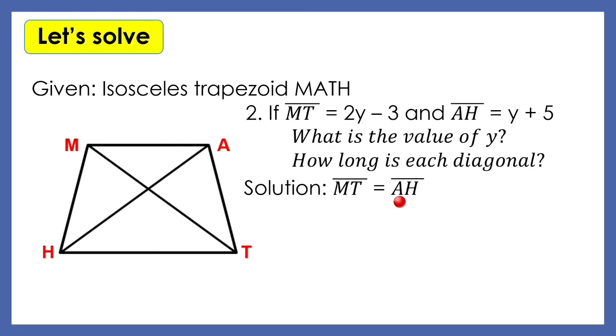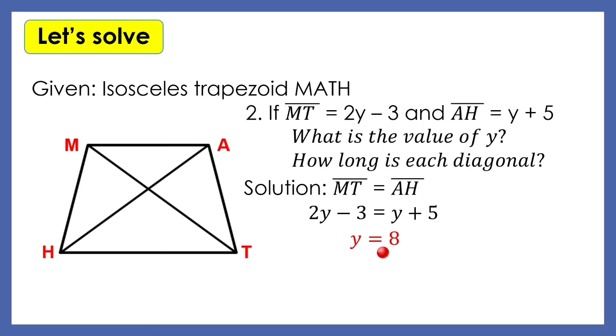Ang next step natin, substitute natin yung mga given dito sa ating equation. So, line segment MT is 2y minus 3, while line segment AH is y plus 5. So, pagsamahin natin yung variable at saka constant. Okay, so, yung y, tatranspose natin, magiging negative y. So, 2y minus y is y. And then, si negative 3, tatranspose natin, magiging positive 3. So, we have 5 plus 3 is 8. So, our y equals 8. So, that is the value of y.